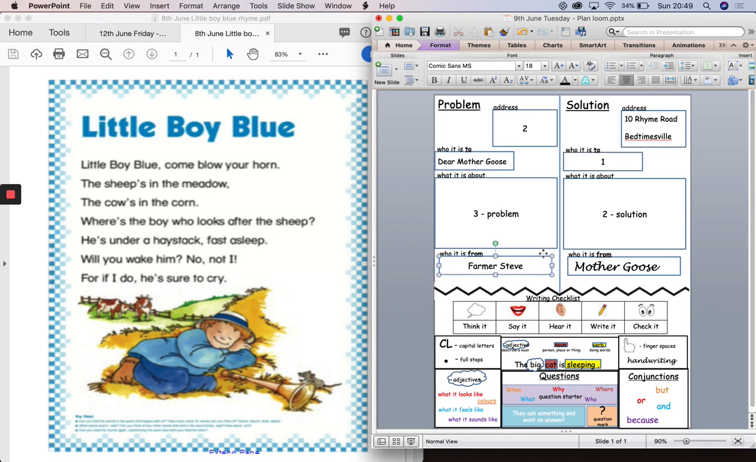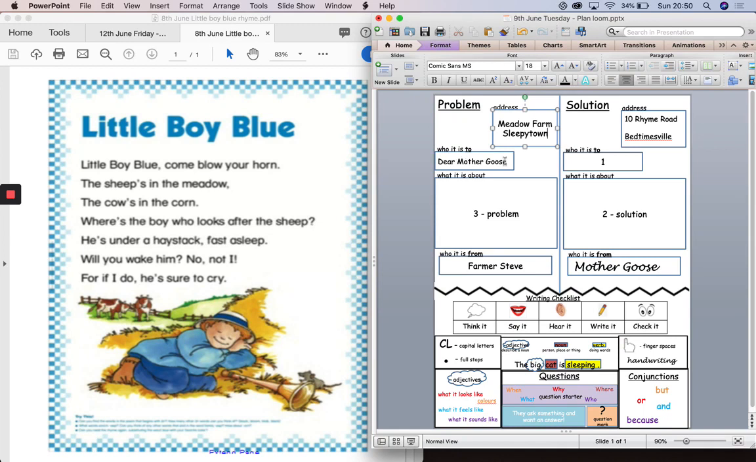The second thing I'm going to do is think of the address of who it is from. So Farmer Steve is our person writing it. Where might he live? I'm going to use some of the words from my nursery rhyme. Meadow Farm. The name is Meadow, so I'm going to use a capital letter at the beginning for my proper noun. Meadow Farm. And I'm going to follow it up with Sleepy Town, because Little Boy Blue's sleeping.